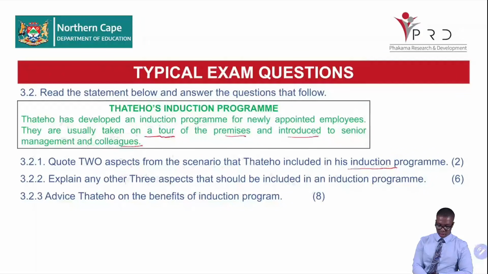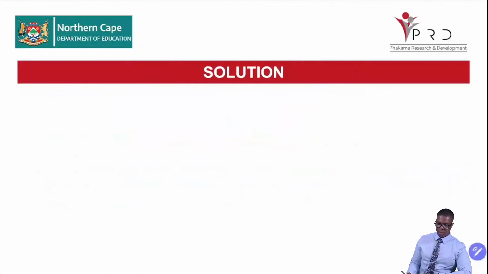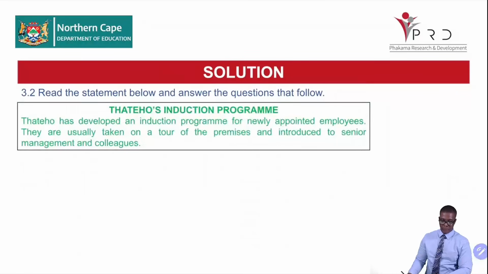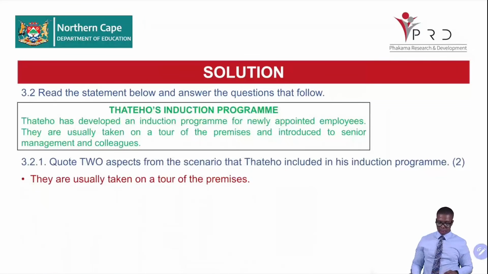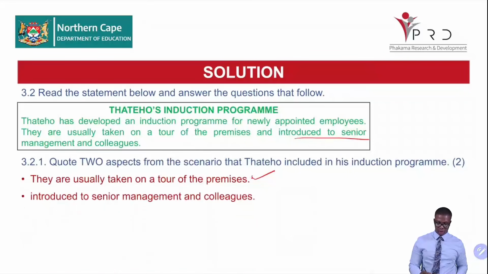Now, they are very clear. Tateo has taken employees on a tour of the premises and also has introduced them to senior management or colleagues. Then explain any other 3 aspects that should be included in an induction program. Thereafter, advise Tateo on the benefits of induction program for 8 marks. Now, let us look into it. The two aspects, they're usually taken on a tour of the premises. Another one is they're introduced to senior management. You quote it in full up to the full stop.